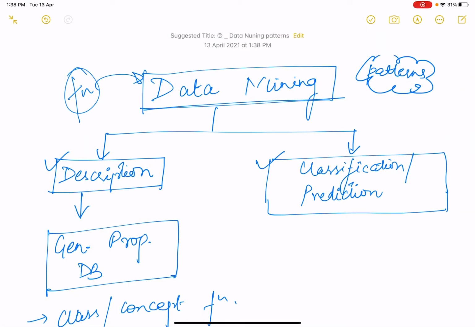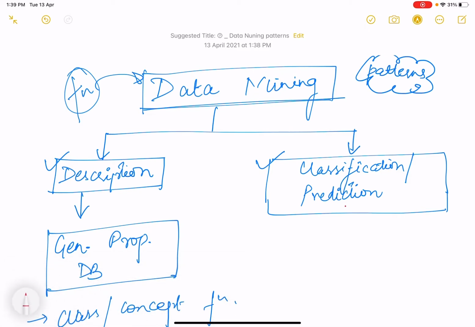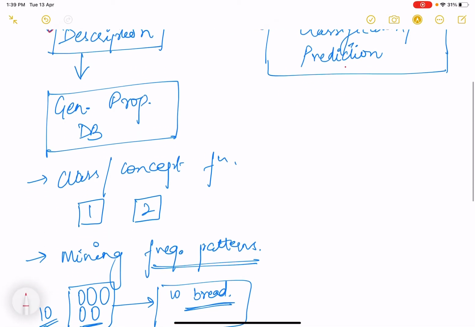Hi, today we will talk about functions of data mining. In functions of data mining, we see that there are two types of functions. One is description based, one is classification based. So basically, data mining is done on the basis of patterns.